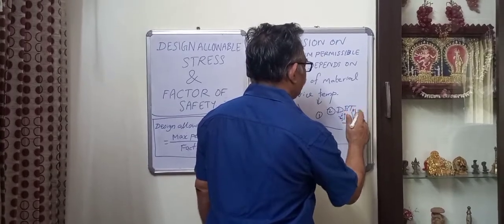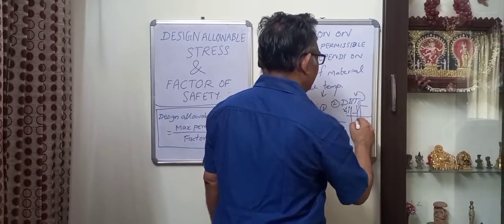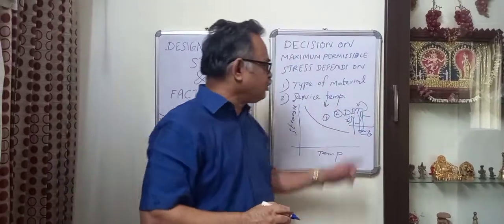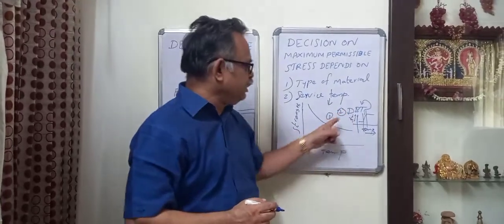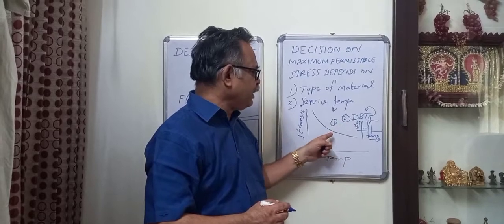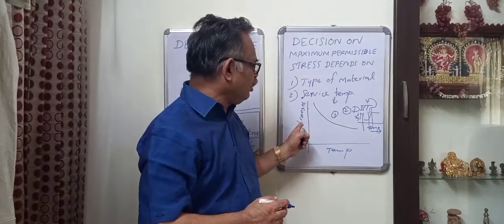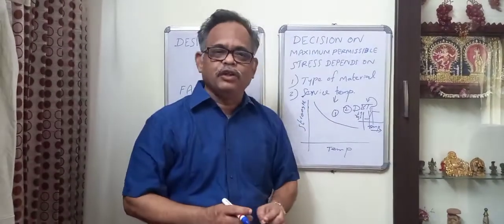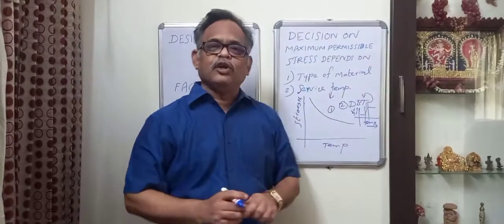This particular temperature at which the ductile to brittle transition behavior occurs is called the DBT, or ductile to brittle transition temperature. These two things should be considered based on service temperature, and your strength should be decided based on that. So tensile strength should be selected based on that, right?